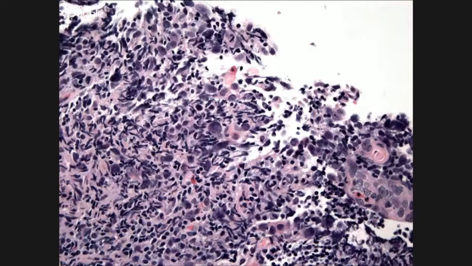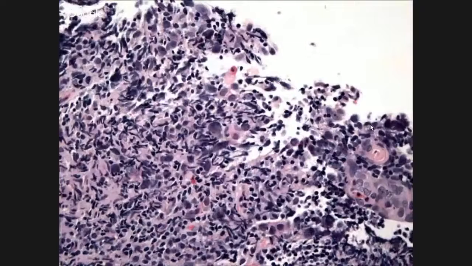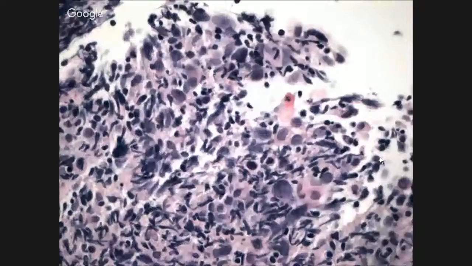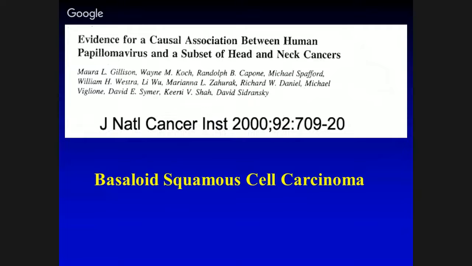But in that deep part, there are malignant cells that are identical to the ones that were in the neck. So this is an invasive squamous cancer. There's one dyskeratotic cell here, and then there you can see a little bit of a squamous nest there. So not all HPV cancers are wholly non-keratinizing. So the CAM 5.2, at low magnification, we didn't see anything that looked worrisome except at high magnification. The CAM 5.2 is positive.